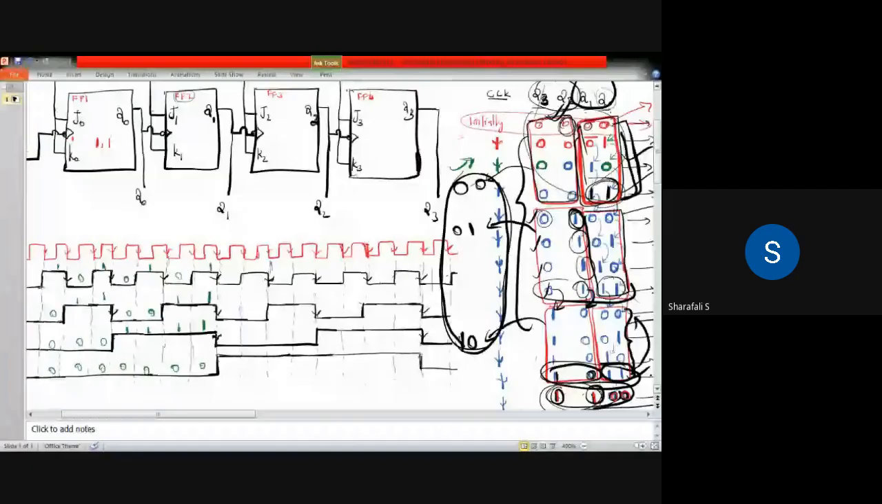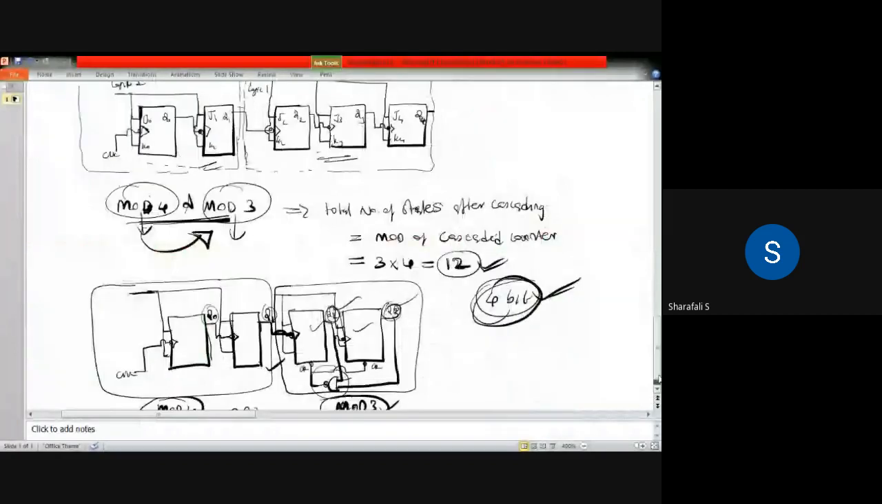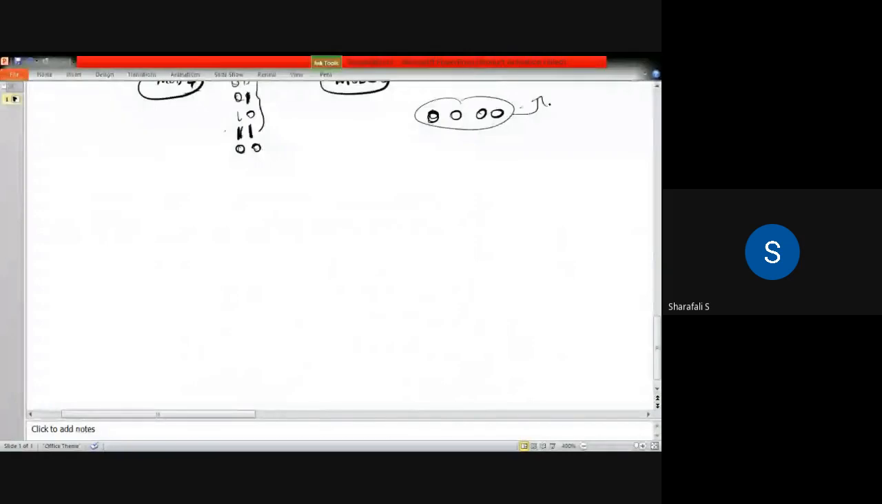So this 1 will not come; instead of that, 0 will come. So the total output will become 0, 0, 0, 0. Okay, this will be the output, which is nothing but the initial state when you are considering 12 states.